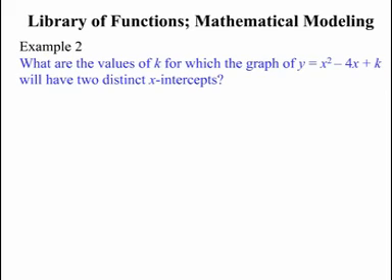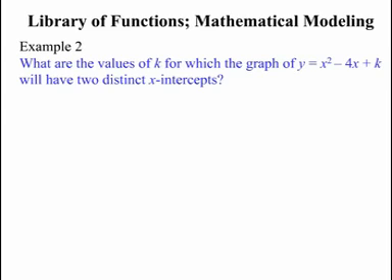If they open up and the vertex is above the x-axis, you'll have no x-intercepts. If it's on the x-axis, you'll have one x-intercept. And if it's below the x-axis, it will have two x-intercepts. So that's what we're looking for, is below. We want a vertex below the x-axis because the a value is positive, so it is opening up.